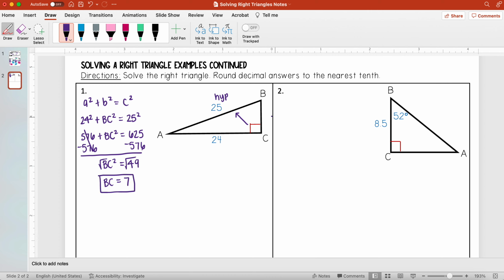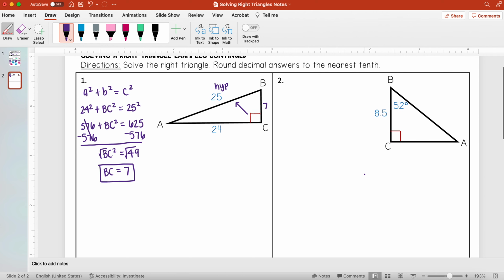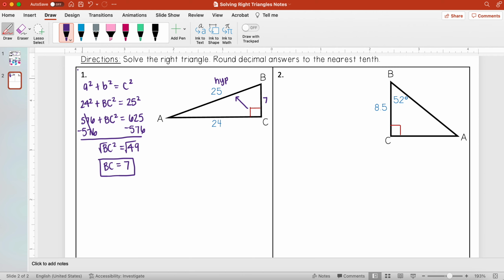So I'm a third of the way there. I found my missing side length. I see that BC here is equal to 7. And so I'm good there. Now I need to find my two missing angle measures. And so it doesn't matter which one you start with. I want to go ahead and just go with angle A.